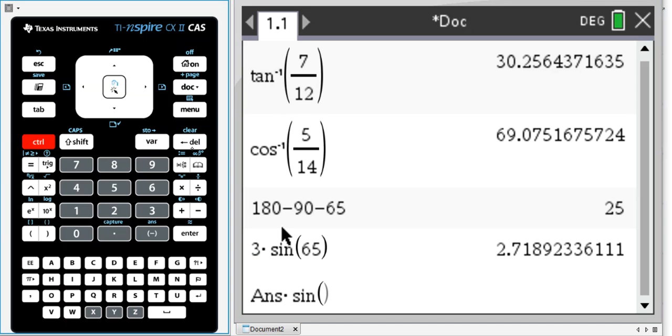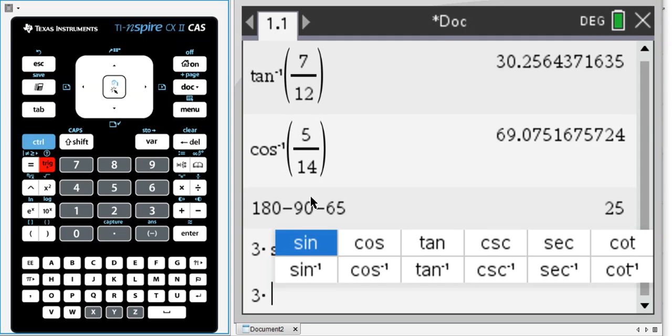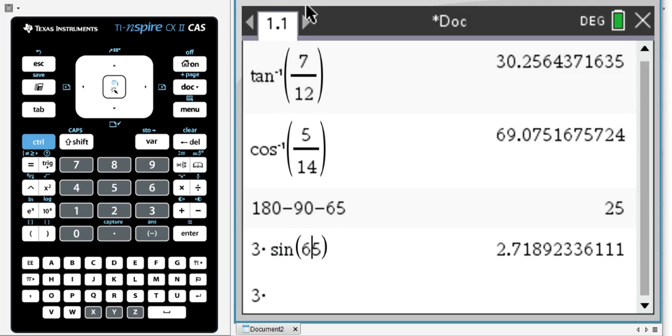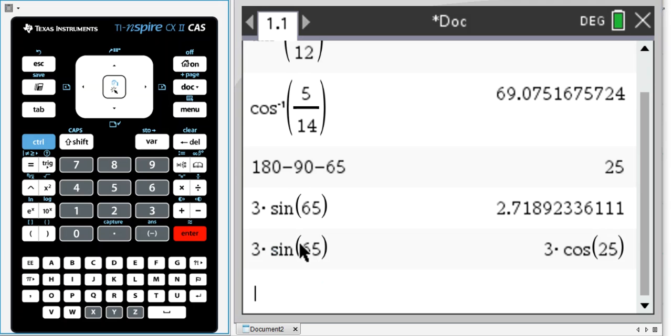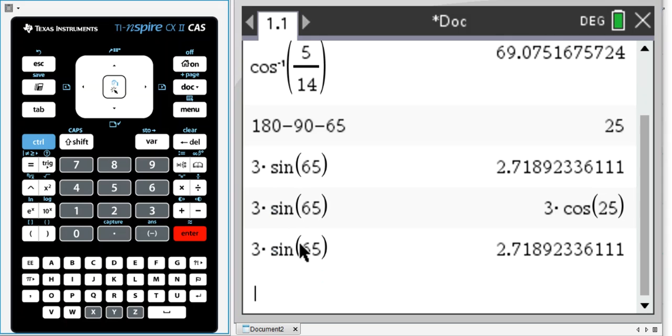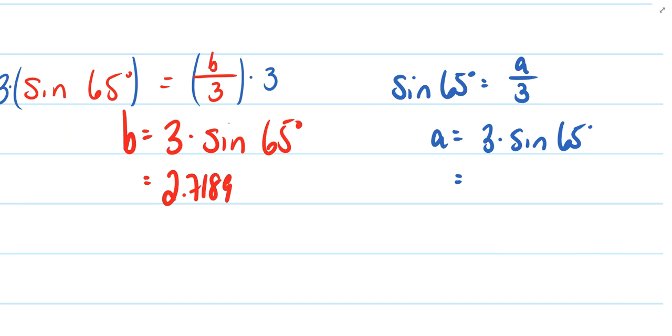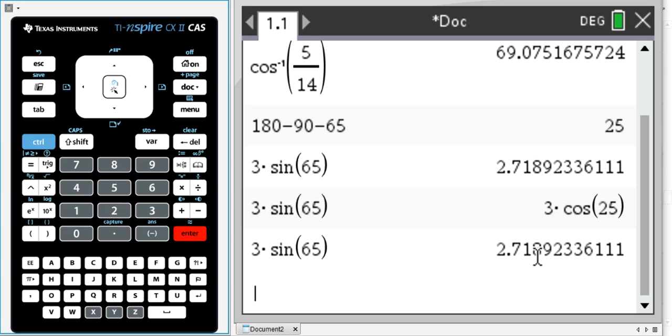3 times sine of 65 degrees, whoops, wrong button there, is 2.7189. And boy, I must have been distracted there. Hopefully you caught my mistake. Angle measure A is not 65 degrees. Angle measure A is 25 degrees. So it should be no surprise that we actually got the same answer there. My mistake. Let's try that again with 25 degrees.